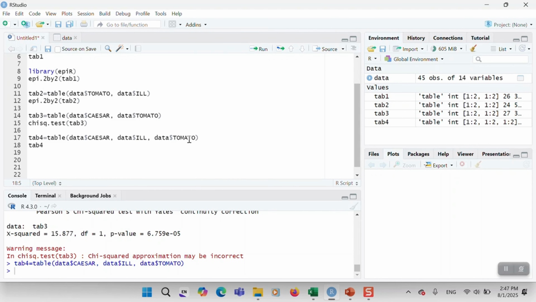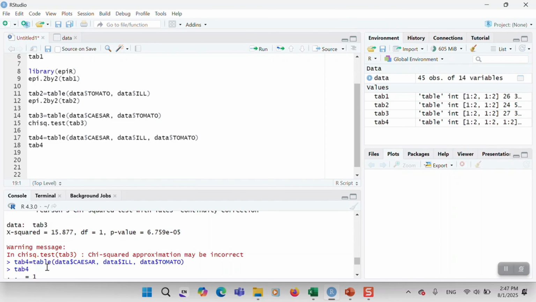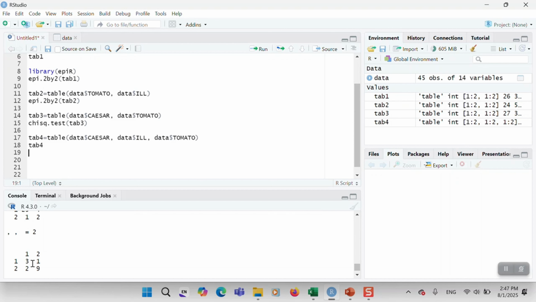It is going to be based on the strata of the tomato. Tomato is 1, and also tomato is 2, right? So when the tomato is 1, what is the relationship between Caesar and illness? And when the tomato is 2, what is the relationship between Caesar and illness, right? Here, as you can see, we have a larger number. So the odds ratio that we calculate here has a higher contribution compared to this one. And then it combines them. It takes an average and gives you just one value, which is much cleaner than having multiple odds ratios.